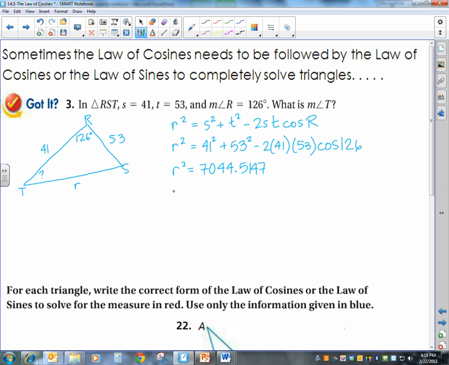And we take the square root of both sides. R is plus or minus 83.93, but we only need the positive because we're dealing with a triangle. Now from here, so I know now that R is 83.93. So now I can use my law of sines. I have an angle, side opposite. I'm looking for that angle and the side opposite.